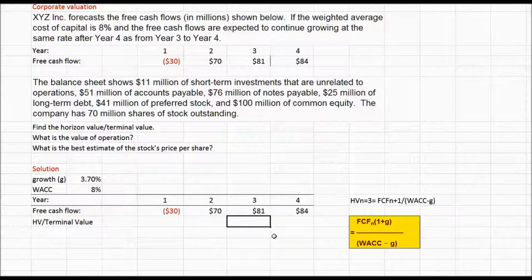So let's figure this one out. It's equal to the free cash flow at time n plus 1, divided by your WACC, which is 8%, minus your growth rate, which is 3%. You get this number here, 1900. Look at this number. That's your horizon value, that's your terminal value. Let me just put a line here.